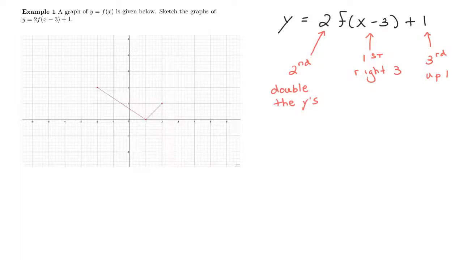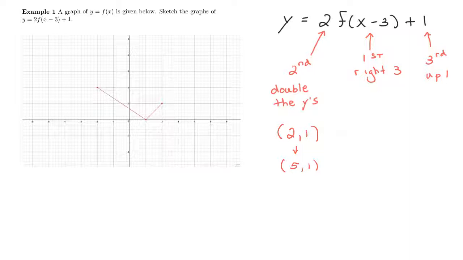So what we can do is look at each point on this function. Maybe I'll start with the point right here. This is 2 comma 1. I can write that over here, and you can actually walk through these 3 things to see where this point ends up. We're going to start by moving right 3 places. So it's going to go to 5 comma 1, since you're adding 3 to the x's.